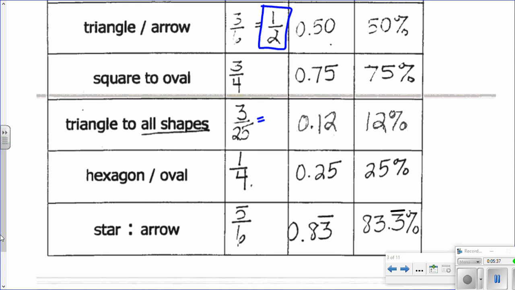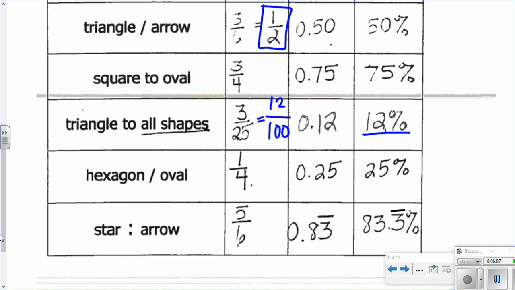You could use the long division, or you could say, well, what numerator would make an equivalent fraction with a denominator of 100. So 25 times 4 is 100. So 3 times 4 is what? 12. Okay. So 12 over 100. So we know that 3/25 as a percent is 12%. And then 12% as a decimal is 0.12.